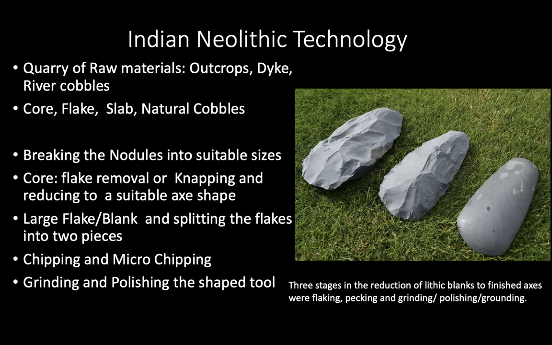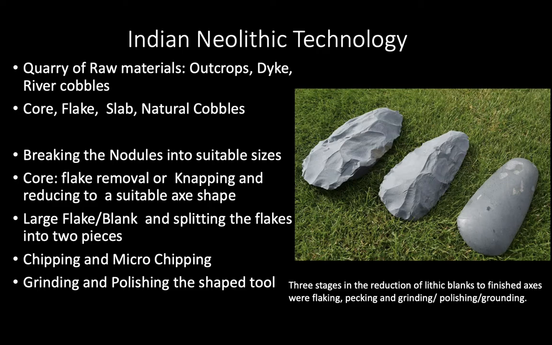What is common in most of the Neolithic sites in India is that they quarried particularly dolerite dikes. The dolerite is found in the form of outcrops, river cobbles or pebbles, or in the form of dikes. The nodules mostly utilized were blocks, slabs, or natural cobbles.